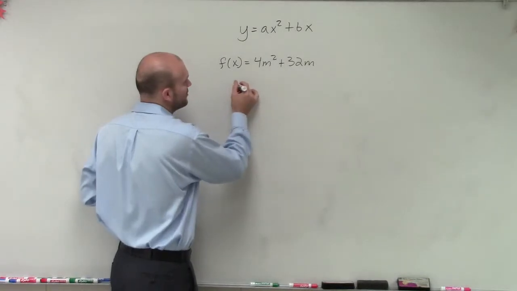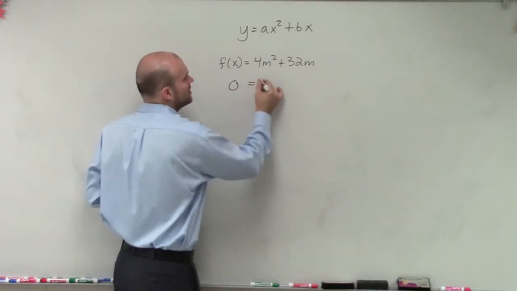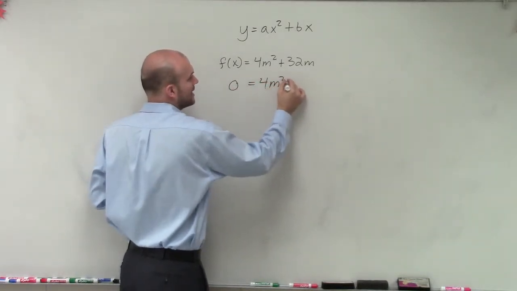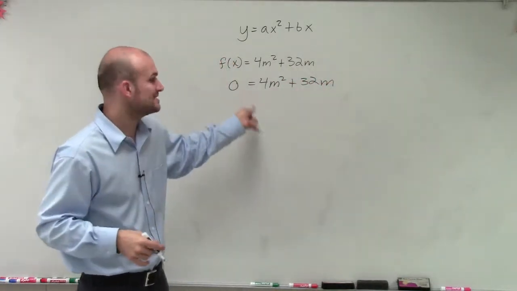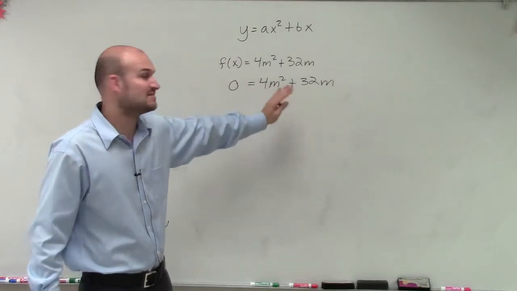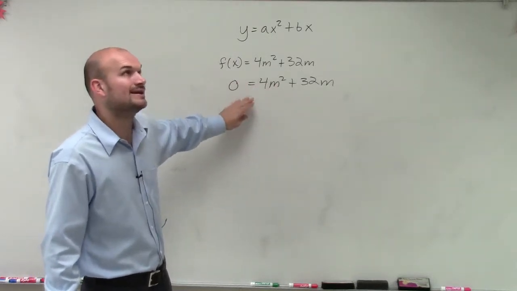So I'm still just going to put my function value, I'm just going to put in 0. And then I'll have 4m squared plus 32m. Now I need to solve for my 0, or solve for my values of m when it will equal 0.